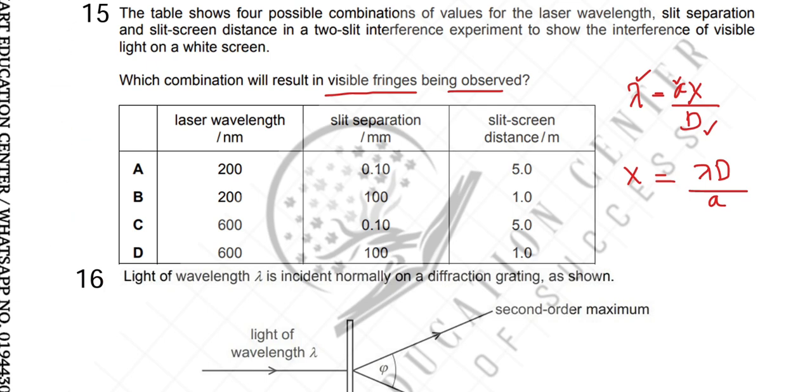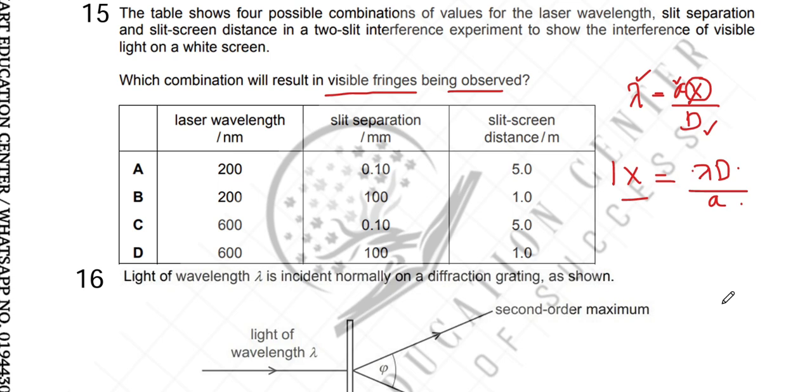So I hope you understood what they want. Which combination will result in the maximum value of x, the separation between the fringes? All the values are given, so you could input the values and find out for each individually, but that would be lengthy and time-consuming. The easiest way is to not do any calculation, and just find the connection between x and lambda, d, and a.